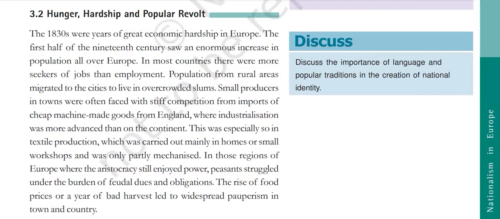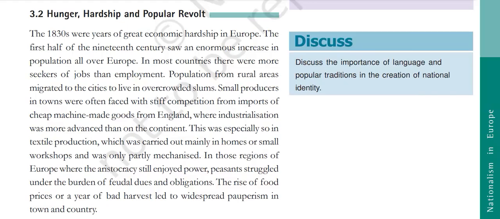The 1830s were years of great economic hardship in Europe. The first half of the 19th century saw an enormous increase in population all over Europe. In most countries, there were more seekers of job than employment. The population from rural areas migrated to the cities to live in overcrowded slums.